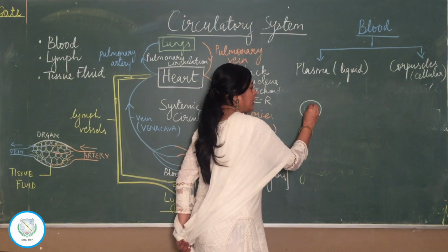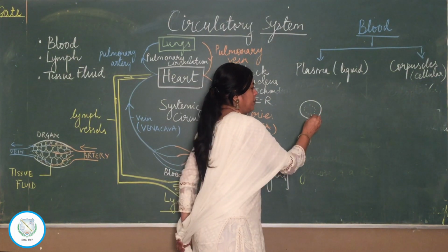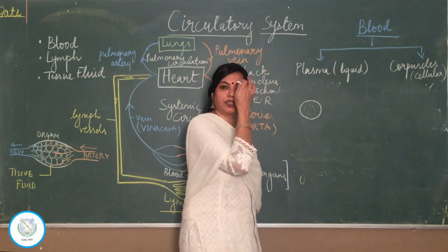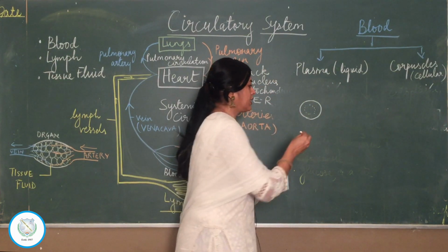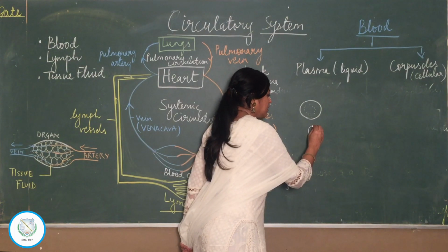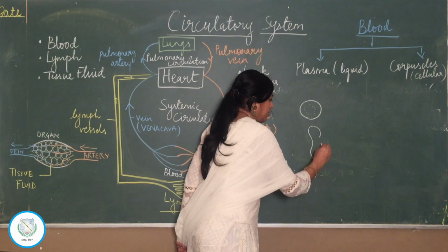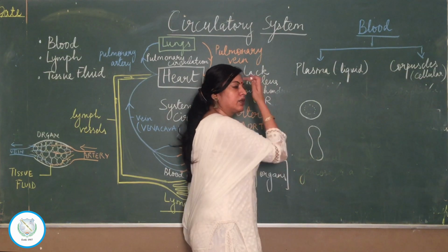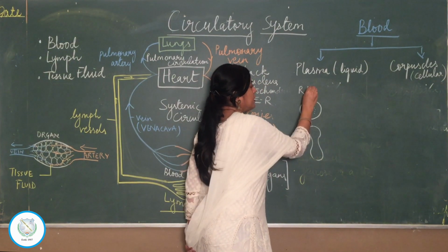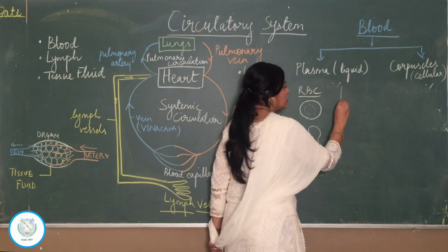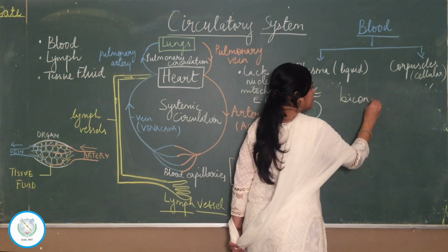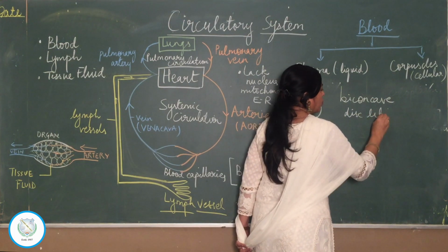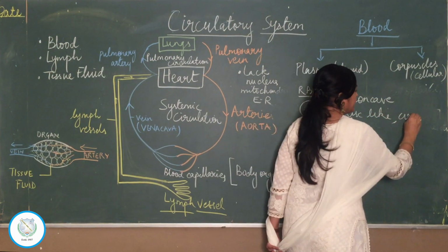I am making dotted lines here which indicate a depression. So one depression is here, what you can see, and one depression is on the other side. If we take a side view of RBCs, they look somewhat like this, dumbbell shape. This is one concavity and this is the other concavity. This is what RBCs look like. So what is the shape? Biconcave and disc-like, or what we call circular.